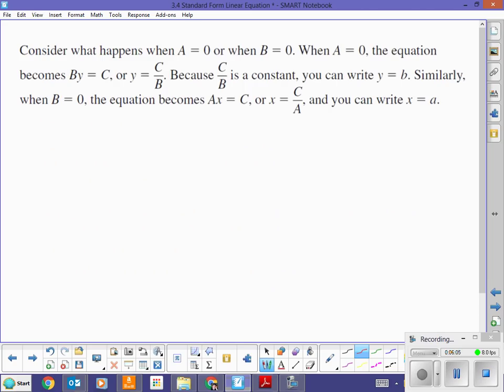Okay, so let's look at this. Consider what happens when a equals 0, b equals 0, because that's what we're going to do here. The equation becomes b times y equals c, or y equals c divided by b. Similarly, if b equals 0, that's the multiplier for y, the equation becomes a times x equals c, or x is just c divided by a. All right? And then you can write x equals a. This is the value.